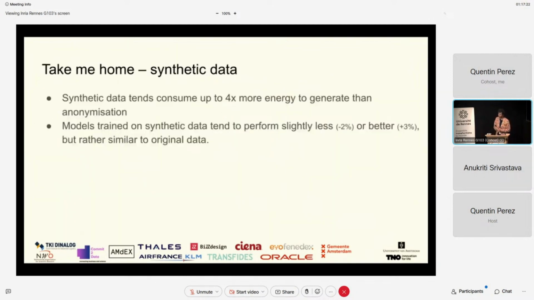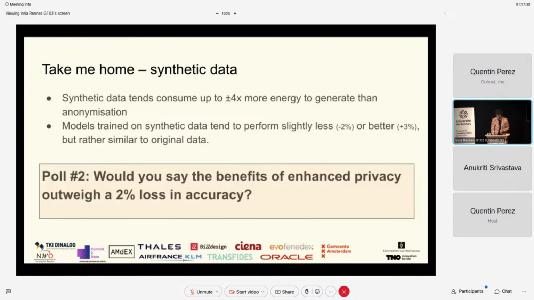Okay, so the take-home message for synthetic data is that it consumes up to 4 times more energy to generate than to anonymize your data, and that the models trained on synthetic data perform slightly worse or slightly better, but rather similar to the original data, which is good because that's what it should do.